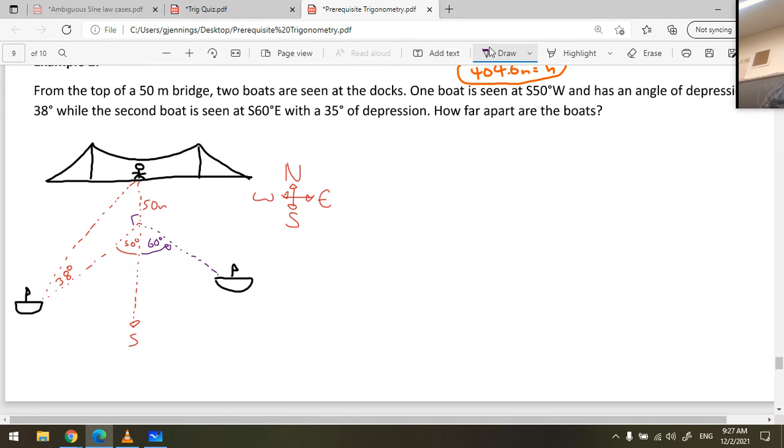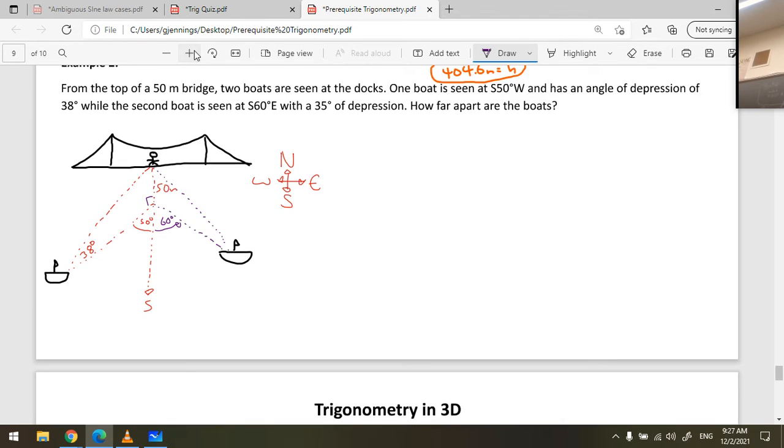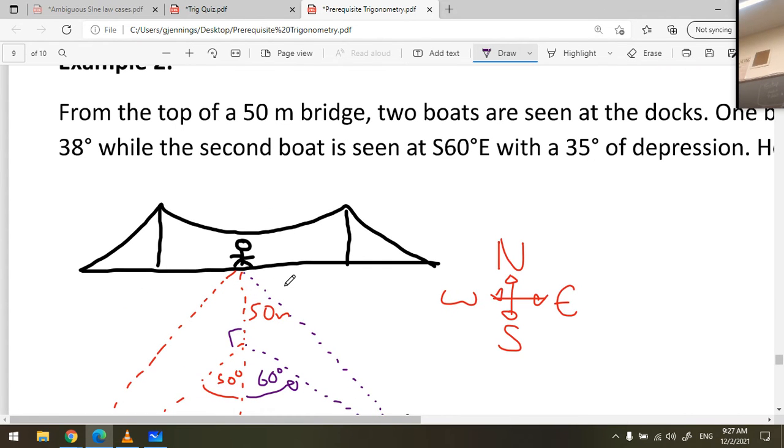Okay, so that gives me this interior angle of the triangle here, 110 degrees, and this one is looking down at a 35 degree angle of depression. So it's where the boat is looking up at 35 degrees at us here. Now, it might not be immediately obvious why, if I'm looking down at the boat 35 degrees, why is the boat also looking up at 35 degrees?